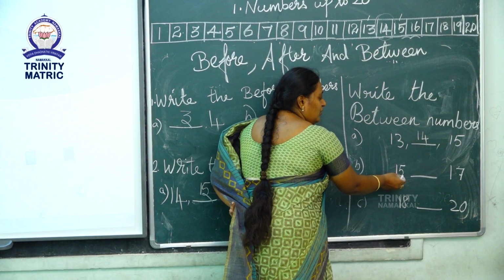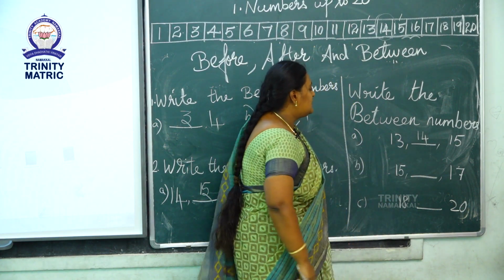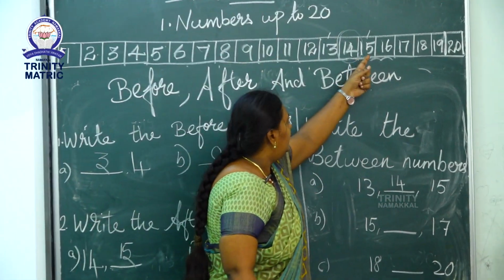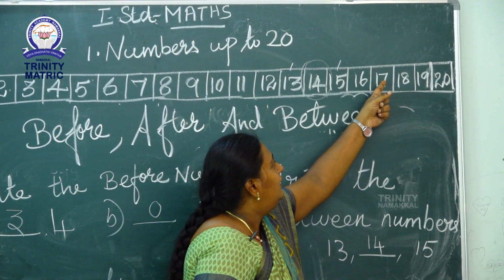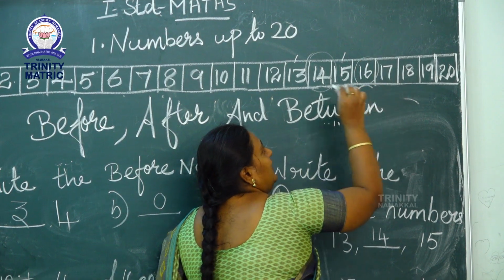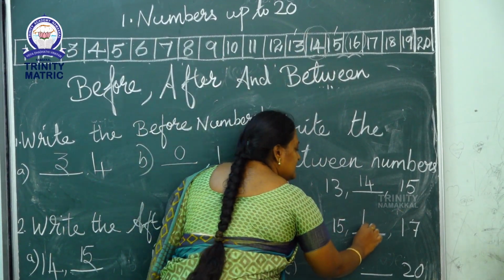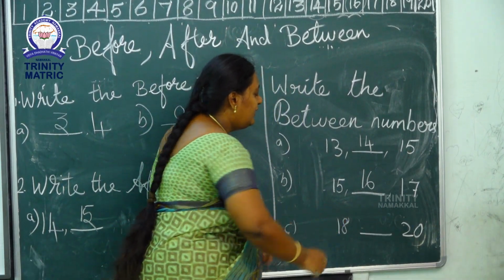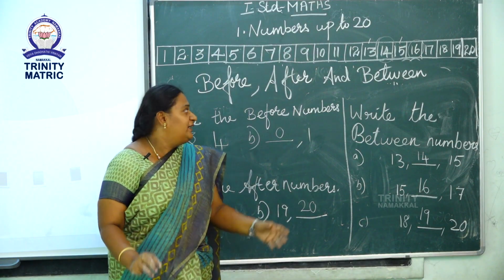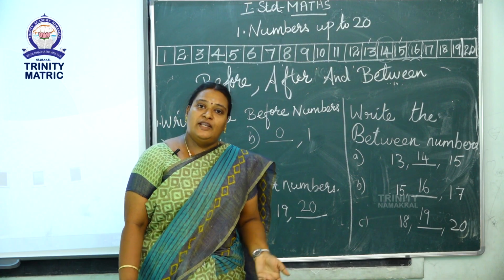Next, B sum 15 dash 17. So what number comes between 15 and 17? So see here 15 and 16 and 17. So what is the number in between 15 and 17? We have 16. So you write 16 here. And after 18 you have 19 and 20. Okay children. So we studied before and after and between numbers. Next we go to the next topic.